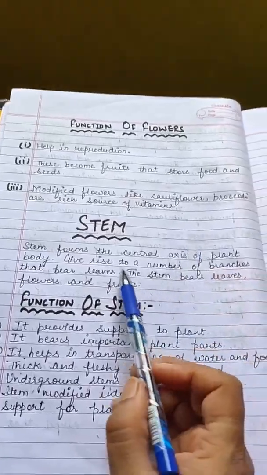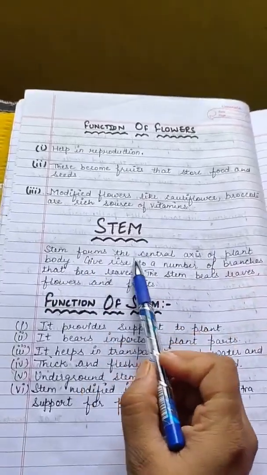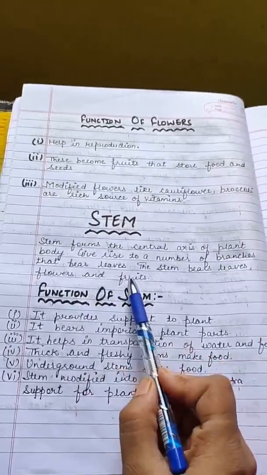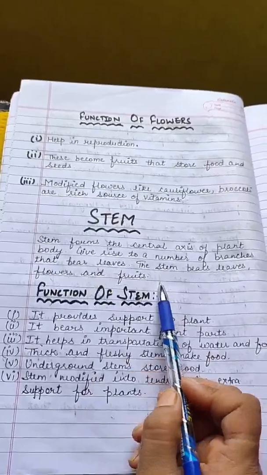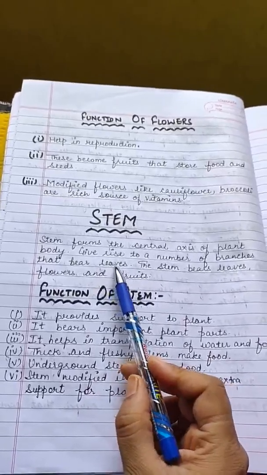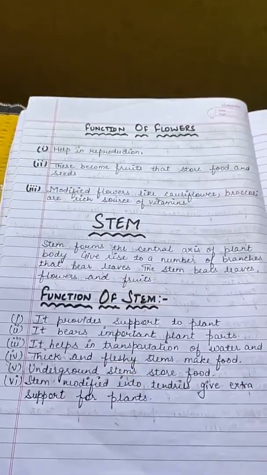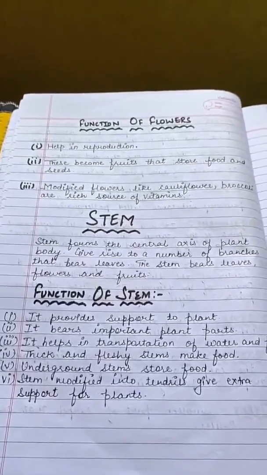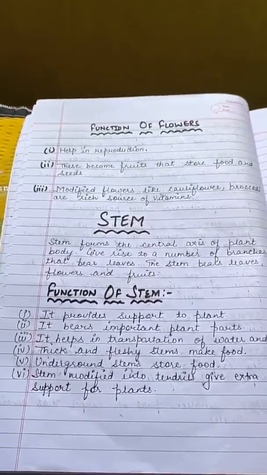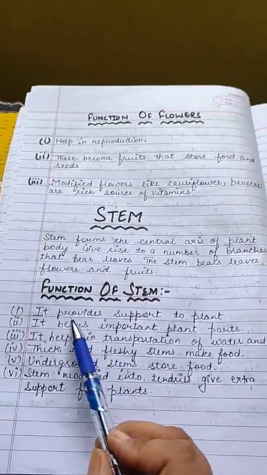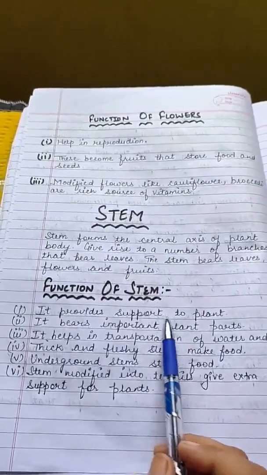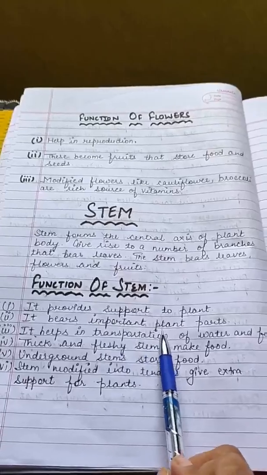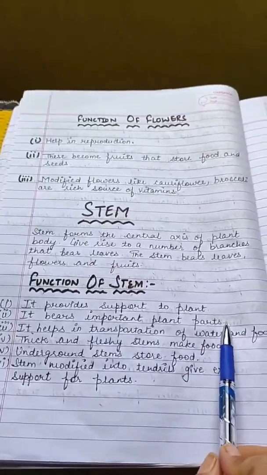So next is stem. Stem forms the central axis of the plant body, giving rise to a number of branches that bear leaves. The stem bears leaves, flowers and fruits. So stem is the central axis of the plant body which gives rise to a number of branches, and the stem consists of leaves, flowers and fruits, and there are several functions of this stem. So what are the functions of stem? It provides support to the plant. It bears important plant parts.